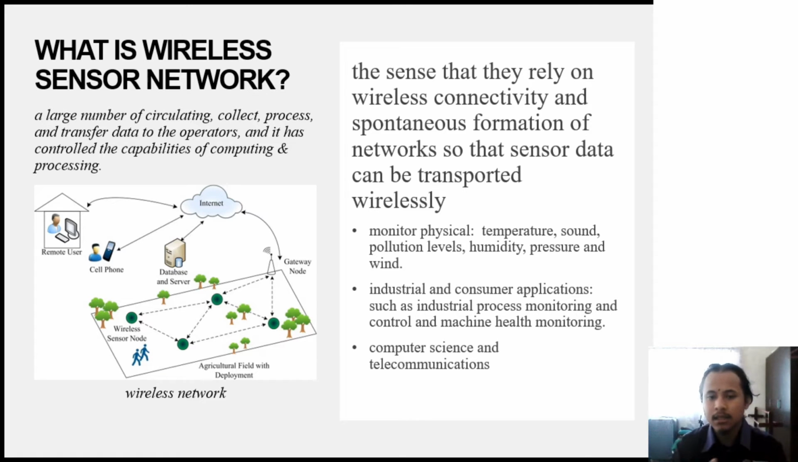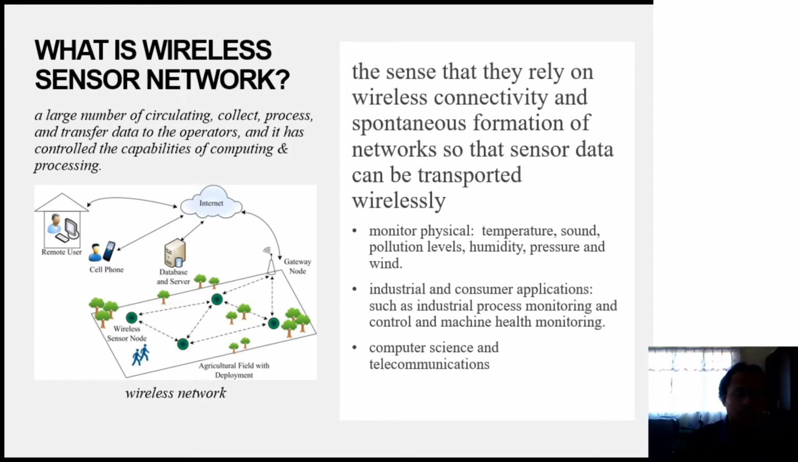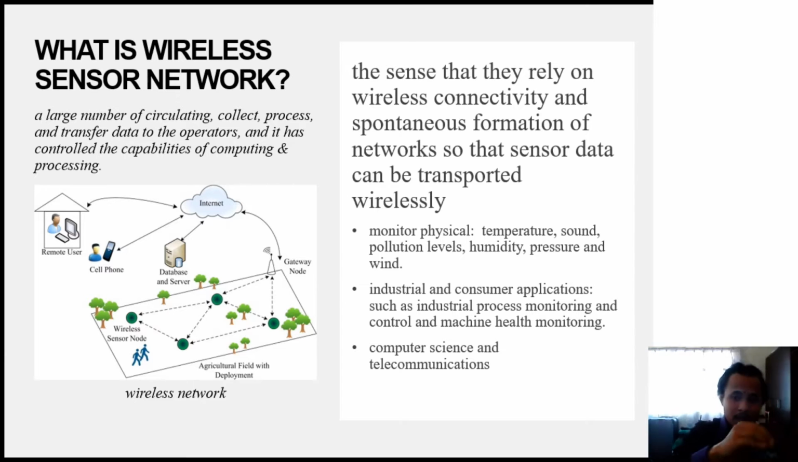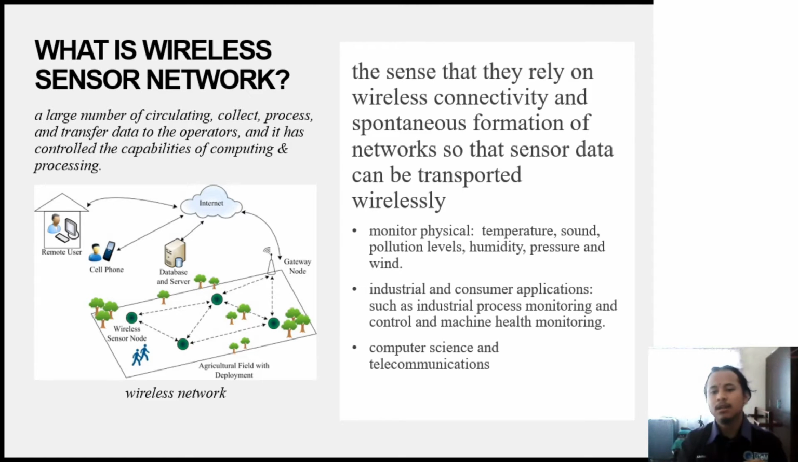Next is industrial and consumer applications, such as industrial process monitoring and control, and also machine health monitoring. We see as an example, in a factory, in the production line, the engineer or technician can monitor from far from the production, so it makes the job easier to get done. And lastly, wireless sensor networks are used in computer science and especially telecommunications systems.